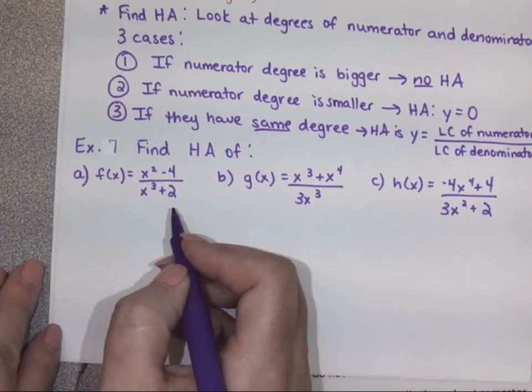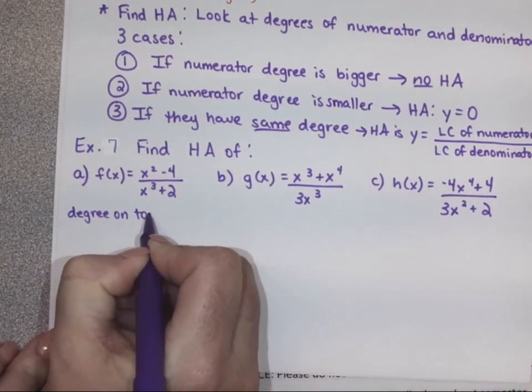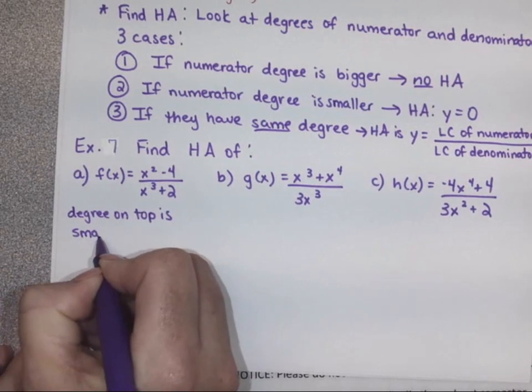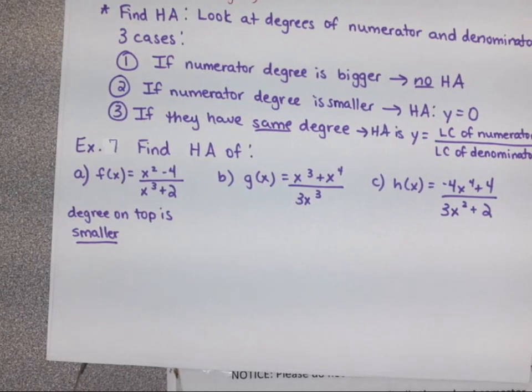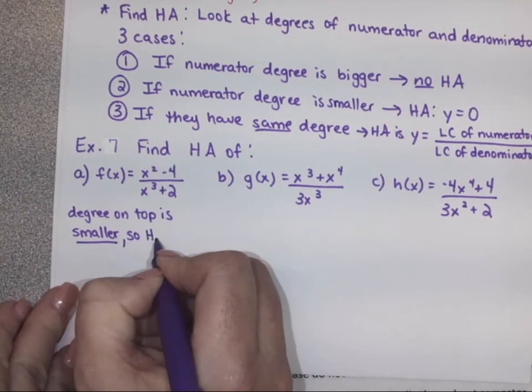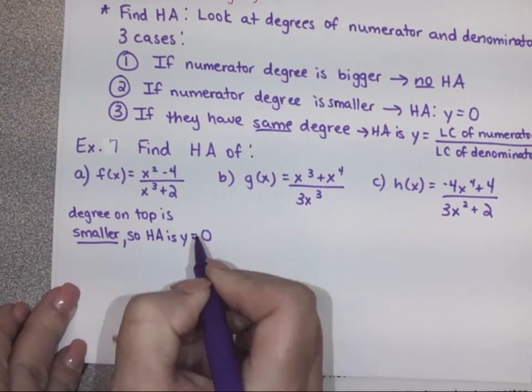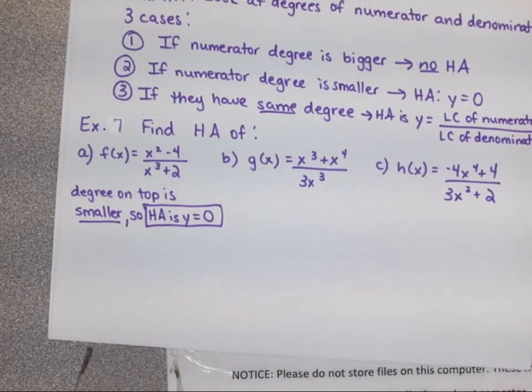What do you notice about the degree on top compared to the one on bottom? Yeah, the degree on top is smaller. So look back up at top. Which case is that then? Is it case number 1, 2, or 3? 2? So that means the horizontal asymptote is y equals 0. If the power is anything smaller. Now notice in this one it happens to be 1 degree smaller, but if it was anything smaller at all, it could be a 5th power on bottom and a 1st power on top, and the horizontal asymptote would still be 0.